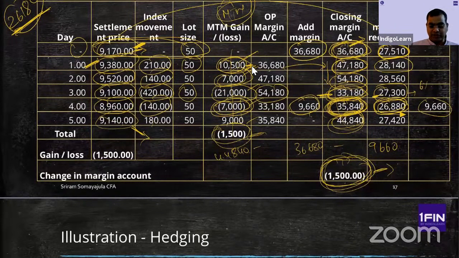Either way, you can use whichever method, but eventually you will come to this loss of 1,500. These are all mark to market. You sum up all the MTM gains and losses, you'll end up at this 1,500. So this is the first example.